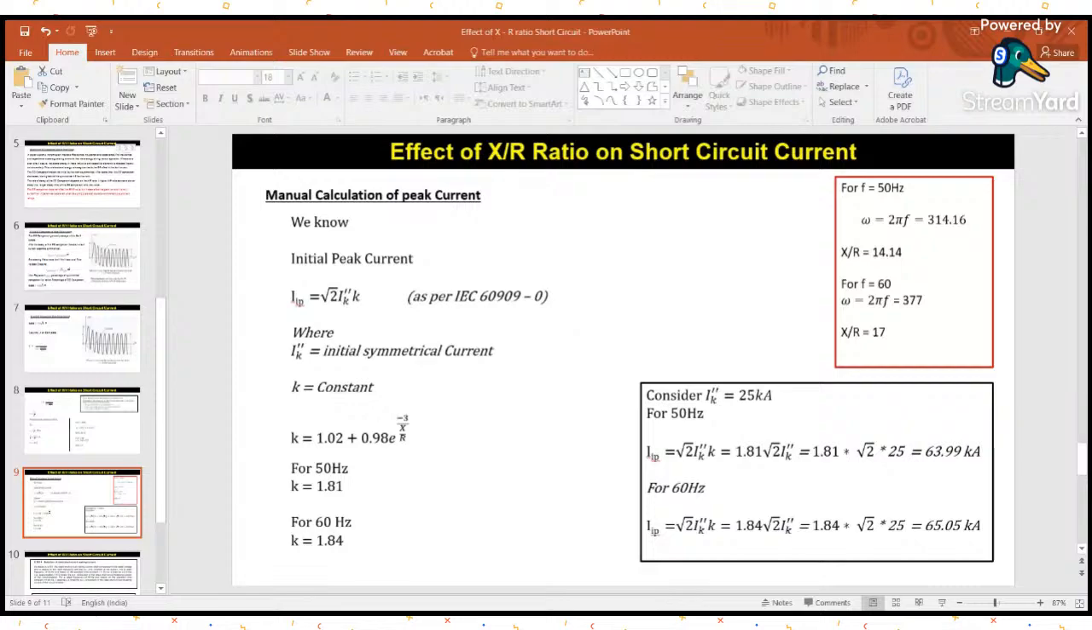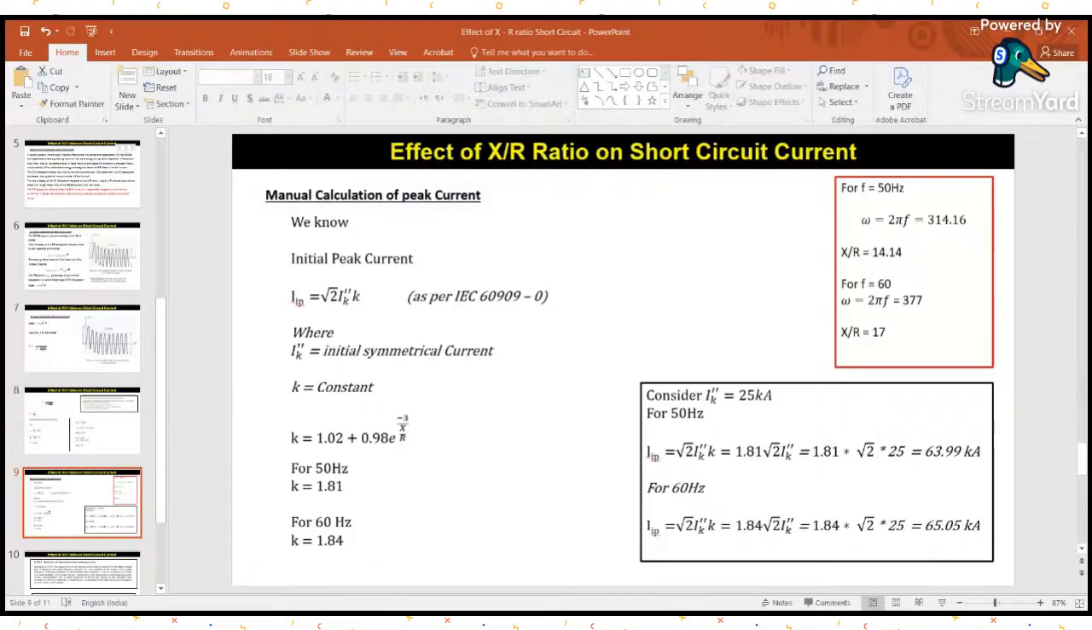Now consider I_k equal to 25 kiloamperes. We will consider the 25 kiloamperes of initial symmetrical fault current. For 50 hertz, putting this equation, root 2 times I_k double dash, which is 25, and K for 50 hertz is 1.81. You will get 1.81 into root 2 into 25, which is 63.99 kiloamperes.